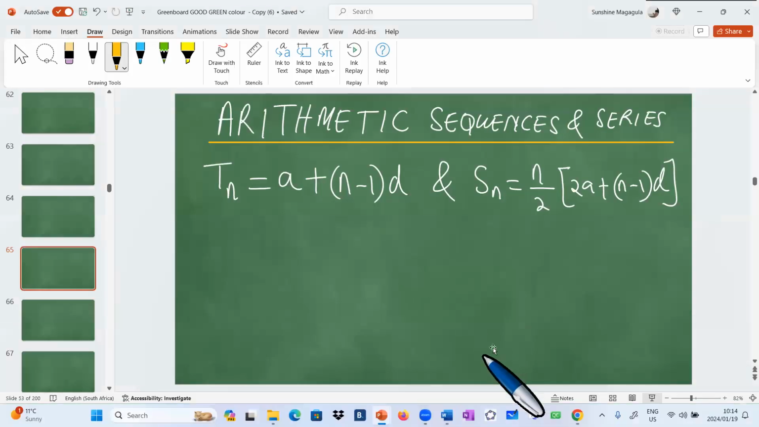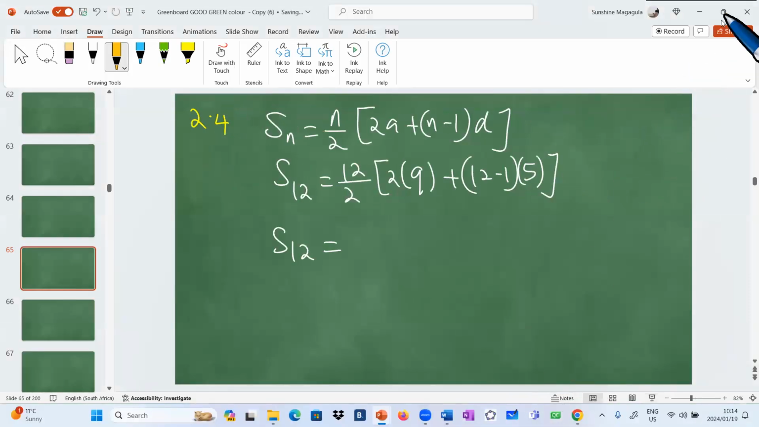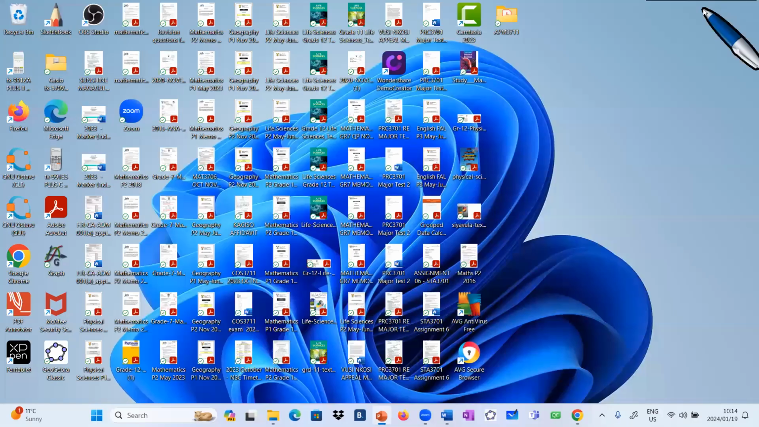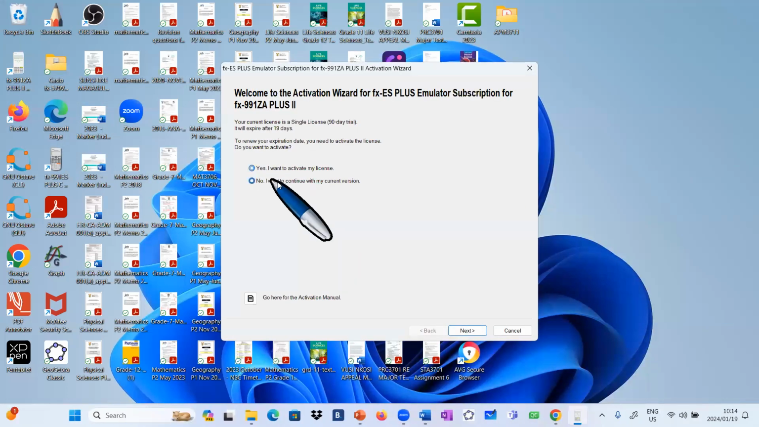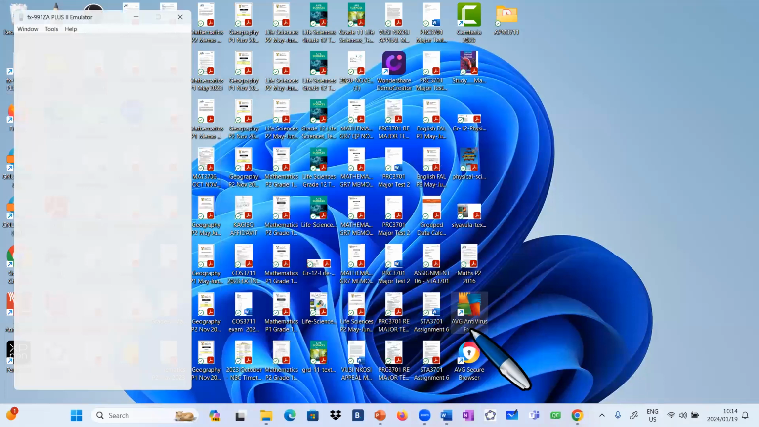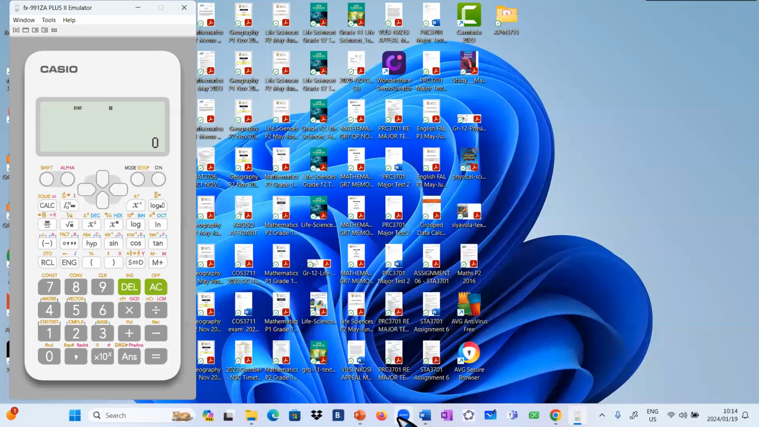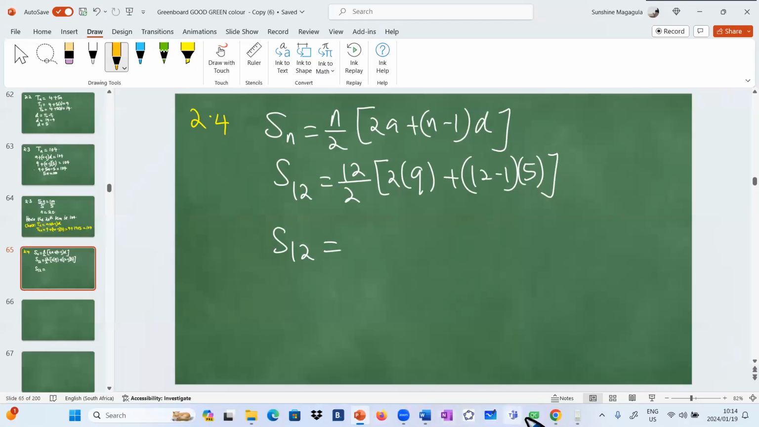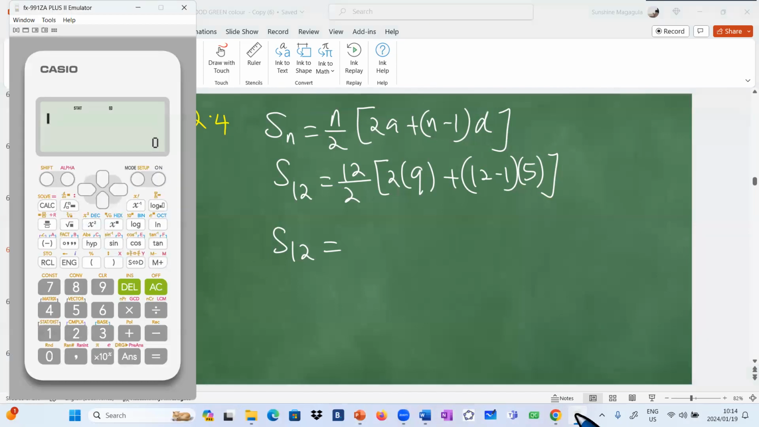So you can use a calculator here. Let me just bring a calculator quickly. Here's a calculator that we can use. So for example, so we continue.